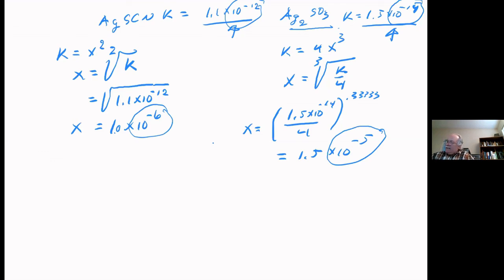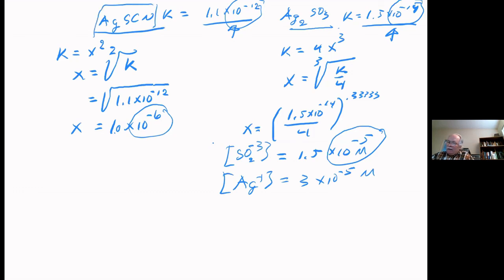And recognize that this is the concentration of the sulfite, and the Ag plus concentration is twice that, or 3 times 10 to the minus 5. And this would be the concentration of the SO3 2 minus. And these are all molar. And since AgSCN is a 1-to-1, x equals the silver concentration, which equals the thiocyanate.